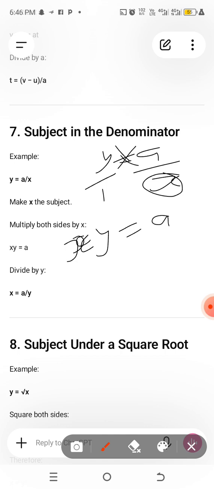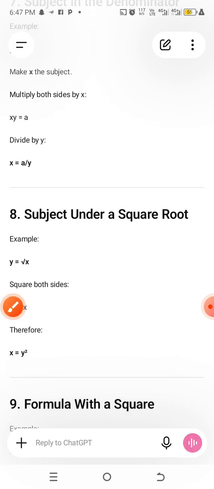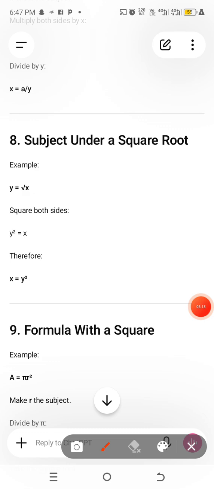It's x that they ask you to make as the subject of the formula. So here, what are you going to do? You must make this x stand alone, so it will turn to division. That will be x equal to a over y. Do you understand?